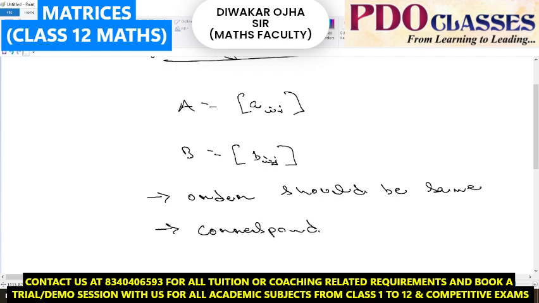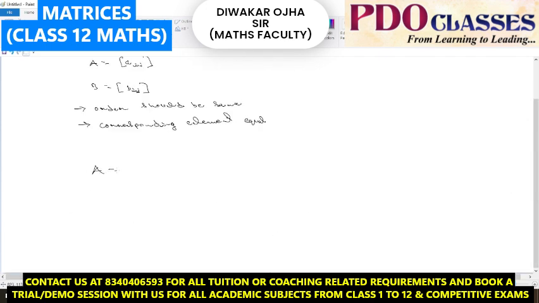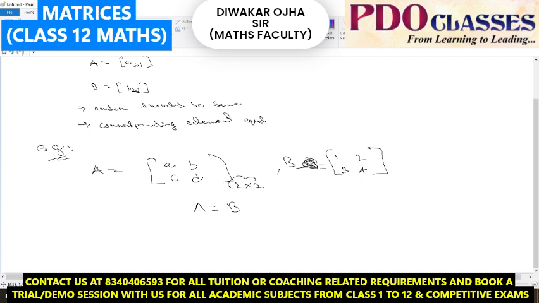Corresponding elements equal. Suppose I give you a question like this: I have a matrix A as a, b, c, d, and there is a matrix B which is 1, 2, 3 and 4, and I ask you to find the value of a, b, c, d if these two matrices are equal. Firstly, you will observe whether the matrices are equal or not. For checking that, we have to check whether the order is the same. So the order is the same. After checking that the order is the same, I can equate the corresponding elements. Then I'll get a is equal to 1, b is equal to 2, c is equal to 3 and d is equal to 4, right?